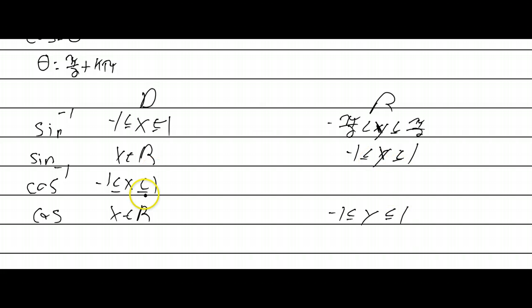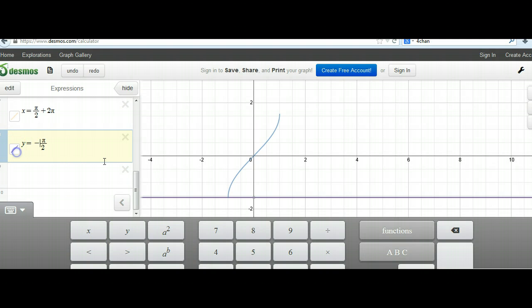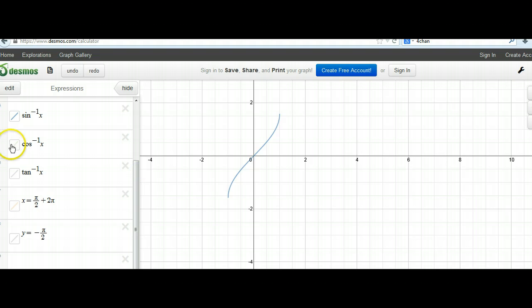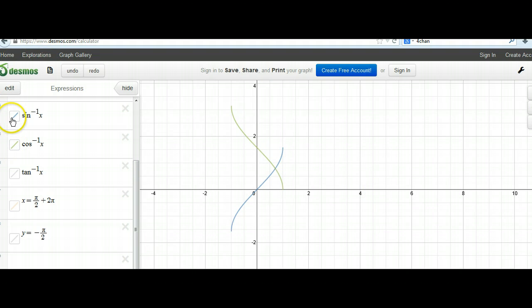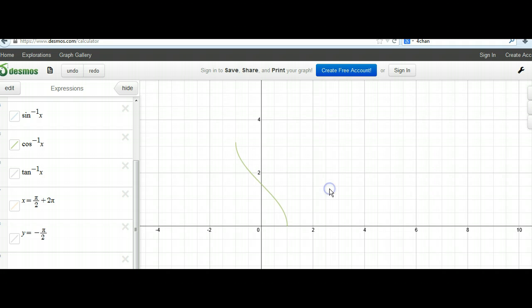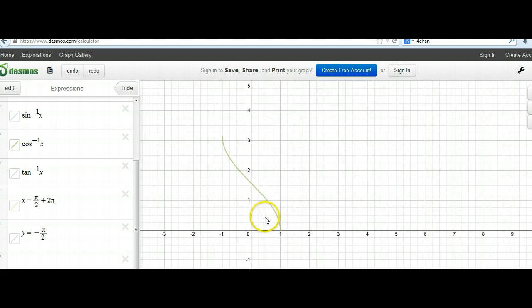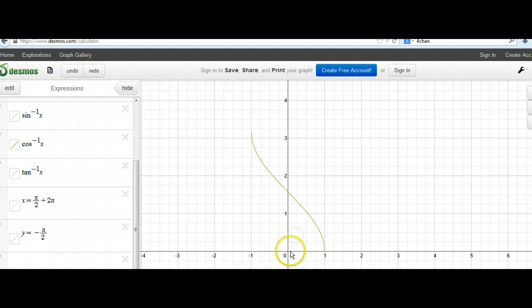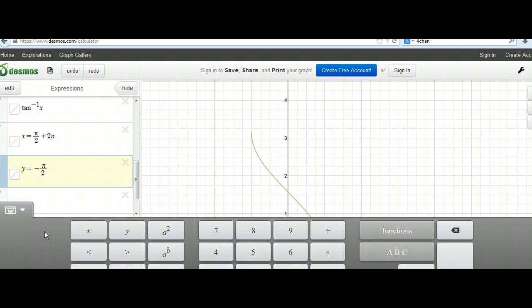Our range is going to be when did cosine give us -1 and 1? So we look at cosine inverse. Oops, my bad. Our range is from, wait, 0? Yeah, my bad. Our domain is -1 to 1. Then our range is from 0 to 2 pi. That's really it. It's really just 2 pi.